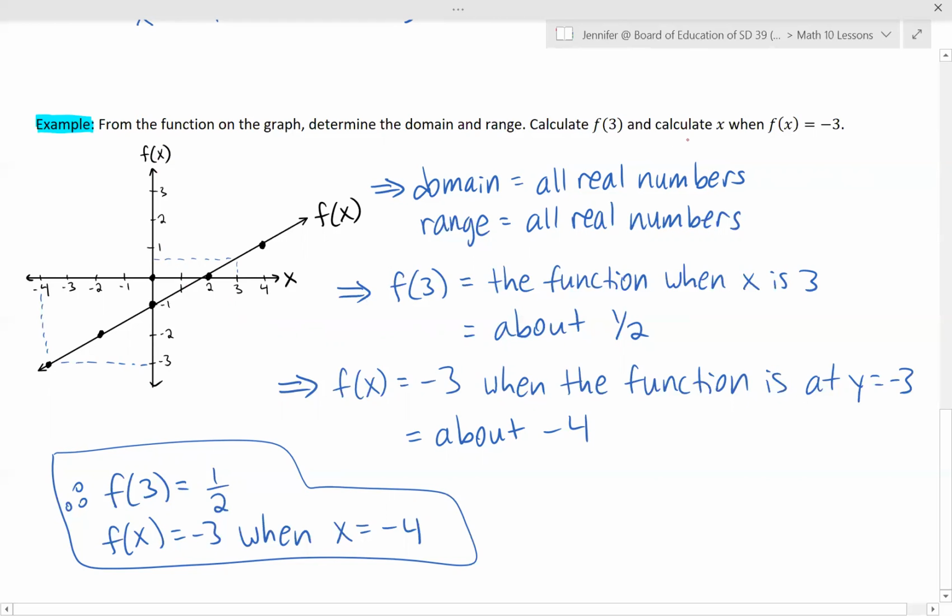And then the other thing we wanted to find is calculate x when f of x equals negative 3. So when f of x is equal to negative 3, this is when the function is at y equals negative 3. So we go to the vertical axis here when y is negative 3, or when f of x is negative 3. And we draw an imaginary line across until we hit the function and see where that is on the x-axis, which is about negative 4. So to summarize, f of 3 is equal to 1 half. And when f of x is equal to negative 3, this happens when x is equal to negative 4. So we can find the corresponding points using function notation.